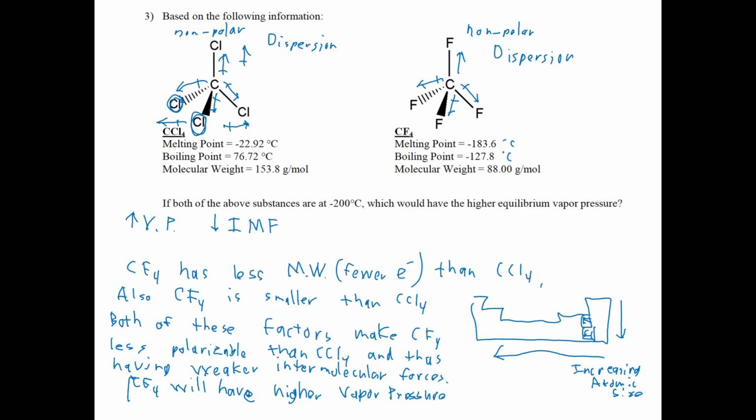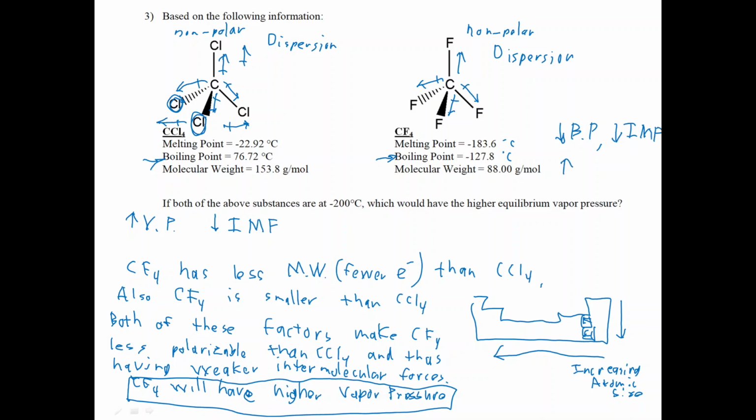All right. Now, without really considering these other things, one could just look at the boiling points of both these molecules, and you'll see that CF4 has the lower boiling point, meaning that it also has the lower intermolecular forces, and it would have the higher vapor pressure. So again, boiling point is very indicative of intermolecular strength. So that is normally a really good thing to use. All right. So let's go ahead and go to our last problem.